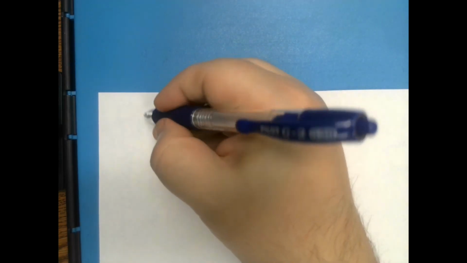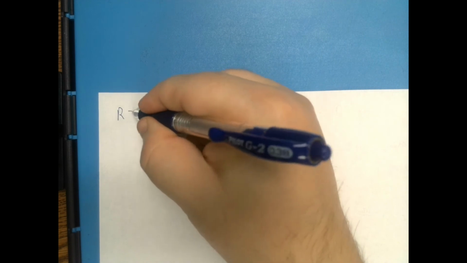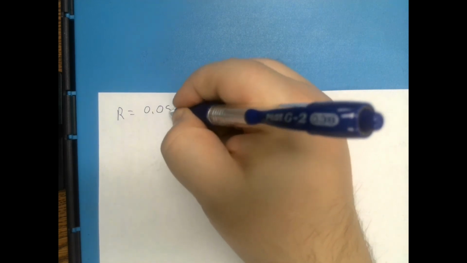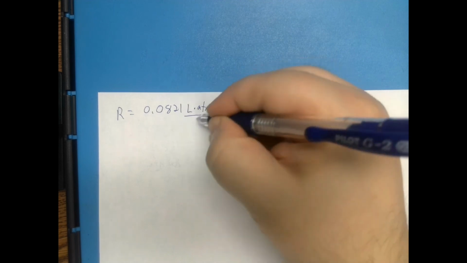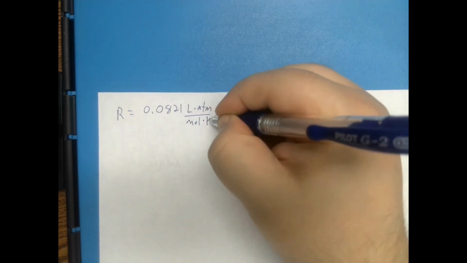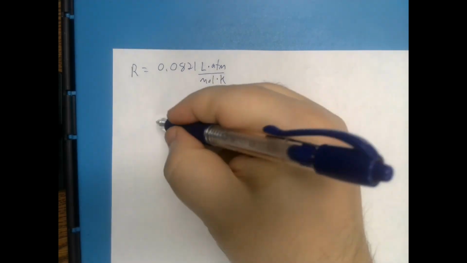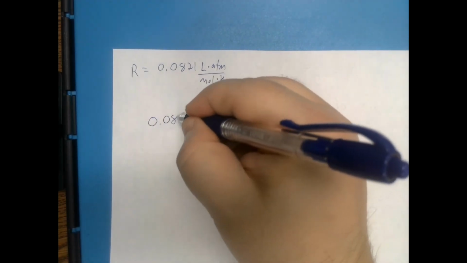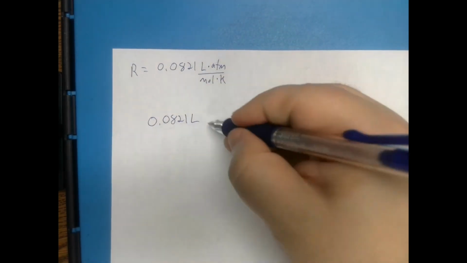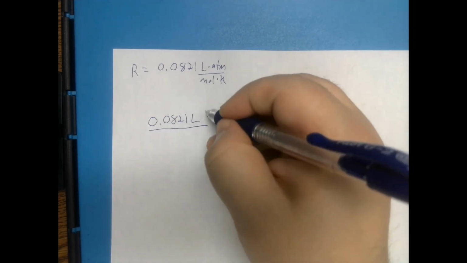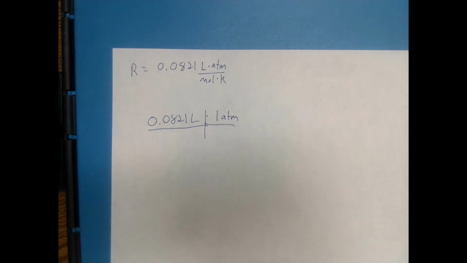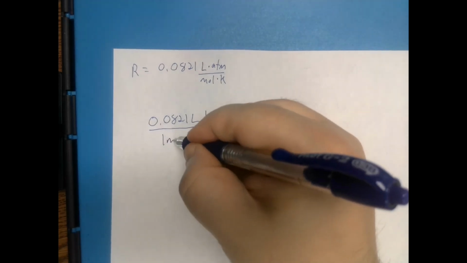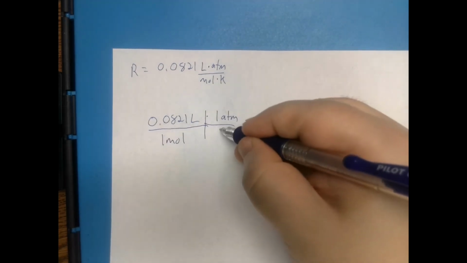So let's look at the R value. R value is 0.0821 liter times atmosphere over mole Kelvin. So this value is 0.0821 liters times 1 atmosphere divided by 1 mole and 1 Kelvin.